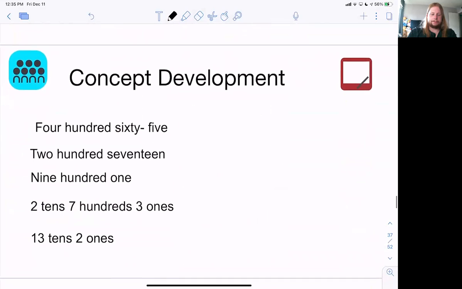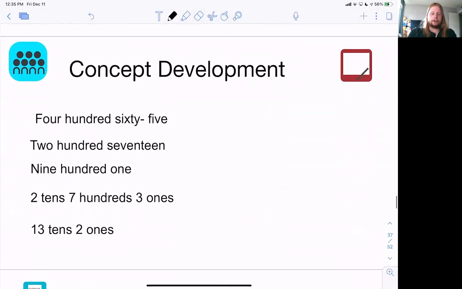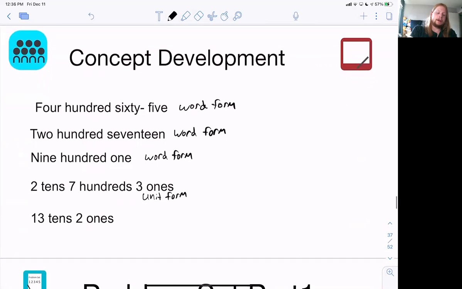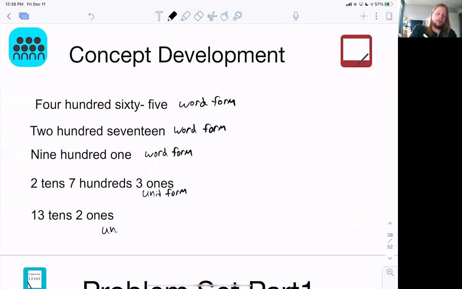All right. Now what we're going to do here is we're going to write these numbers in standard form and identify what form they're in. 465, that's in word form. 217, that is in word form. 901, that is in word form. 2 tens, 7 hundreds, 3 ones, that is in unit form. 13 tens and 2 ones, that is in a form of unit form.